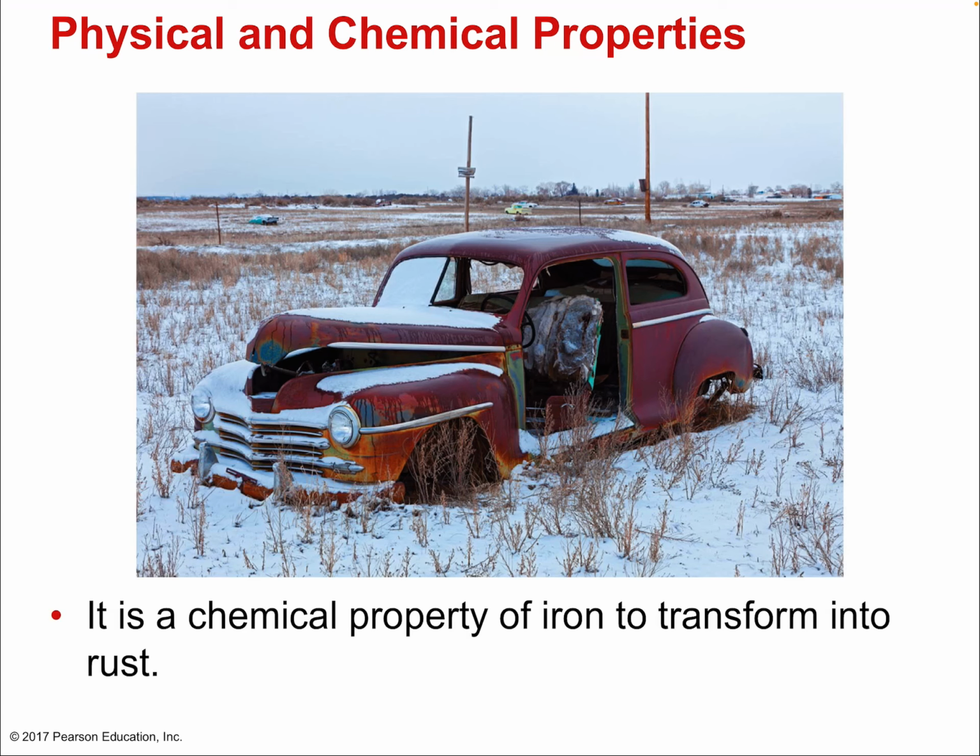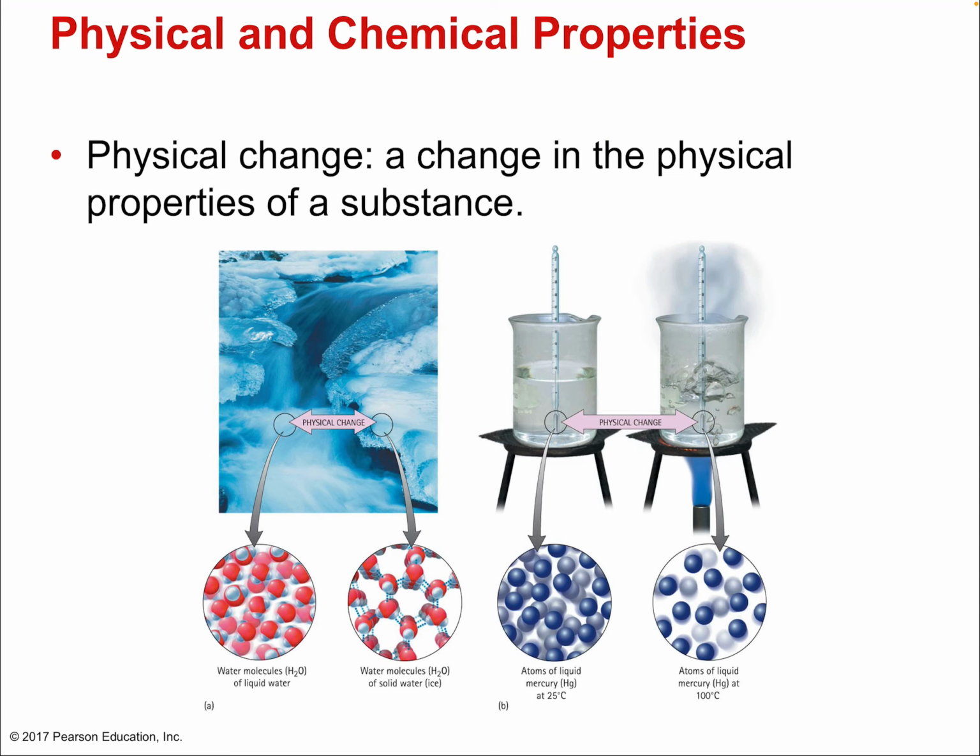So it is a chemical property of iron to transform into rust. A new molecule is formed, I should say, when the iron combines with oxygen, okay? So that's a molecular process, which is a chemical process. A physical change is a change in the physical property of a substance. So transmutation, the change of the nucleus, would be a physical process. But there are less dramatic examples of physical processes as well. Of course, a phase change is an example of a physical process, changing from one phase to another, okay? So boiling, melting, great examples of physical changes, okay?